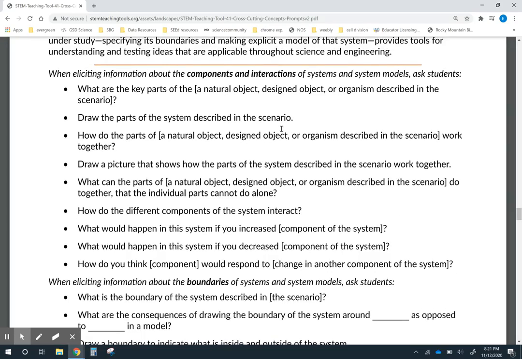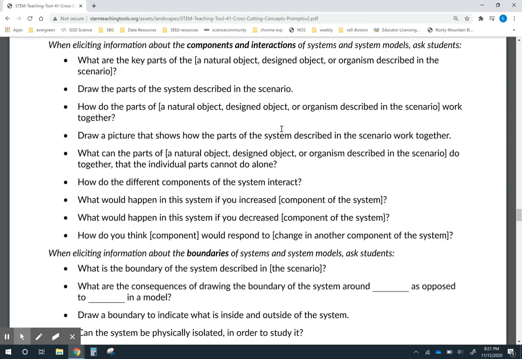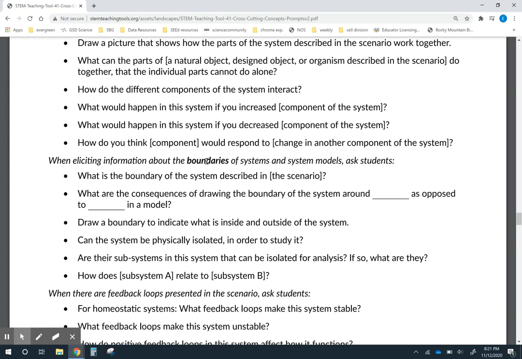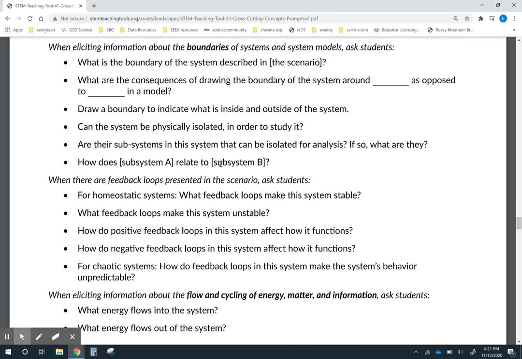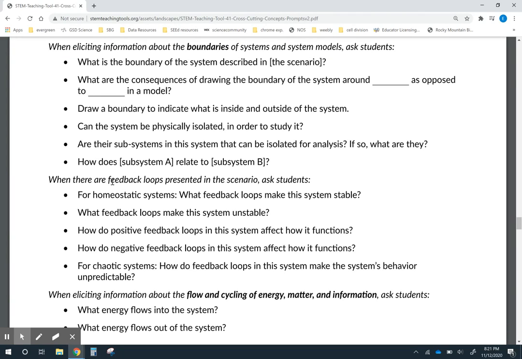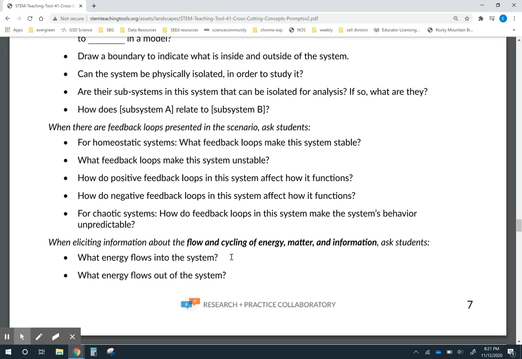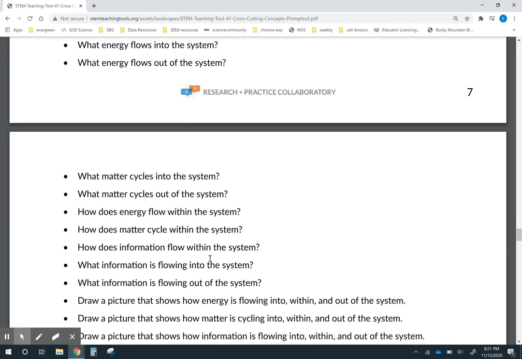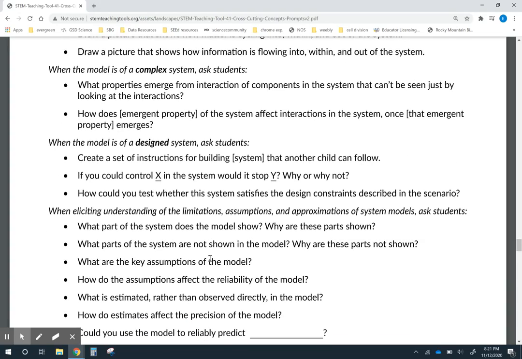So that's one piece of using this cross-cutting concept. Another piece is to be able to define boundaries of a system. So if I'm using the cross-cutting concept of systems, that's another way of thinking that I need to be able to use. Maybe I am going to be considering feedback loops or how energy and matter are moving through the system. Maybe we're actually looking at design systems. So these are questions that we could use when we're working on engineering projects with our students.